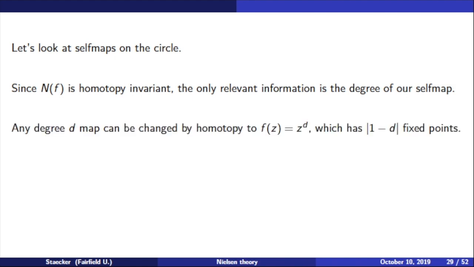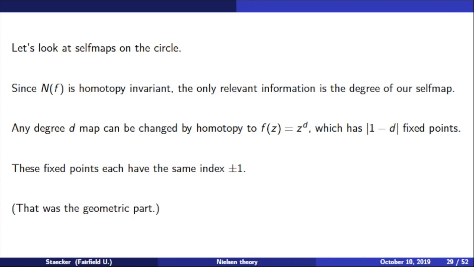If we assume the degree is d, then any degree d map can be changed by a homotopy into this map, the powers. So this is just wrapping the circle around itself d times. And such a map has this many fixed points, the absolute value of 1 minus d. You could just compute that directly if you wanted to. It turns out, if you look at the derivatives and all that, each of those fixed points will have the same index, either all plus one or all minus one, depending on exactly how you measure the degree. So that's the end of the geometric part for this one.